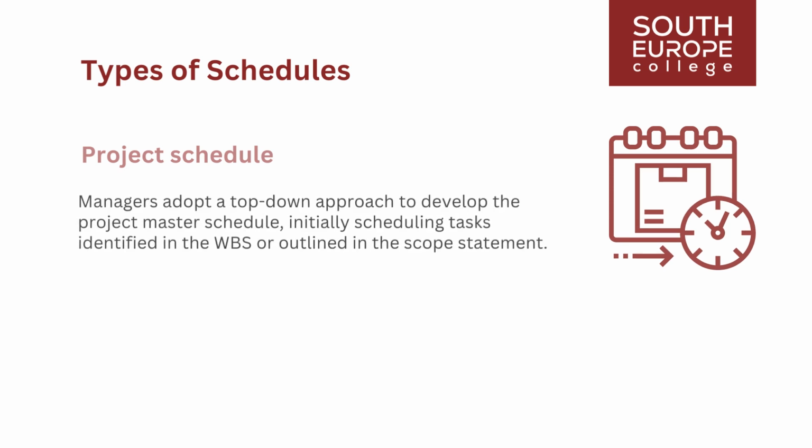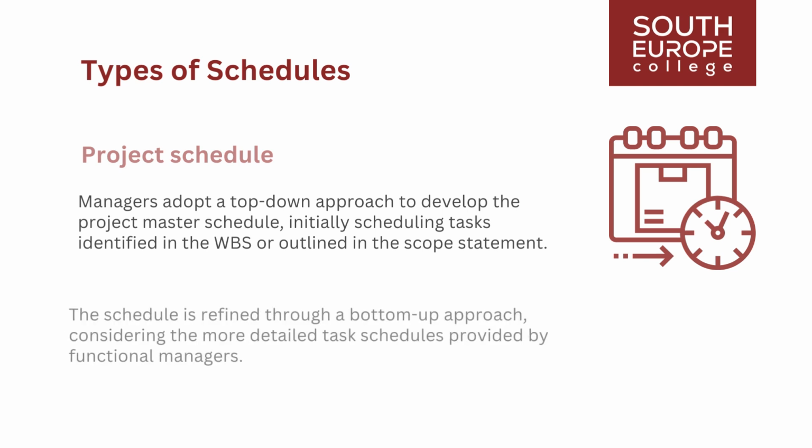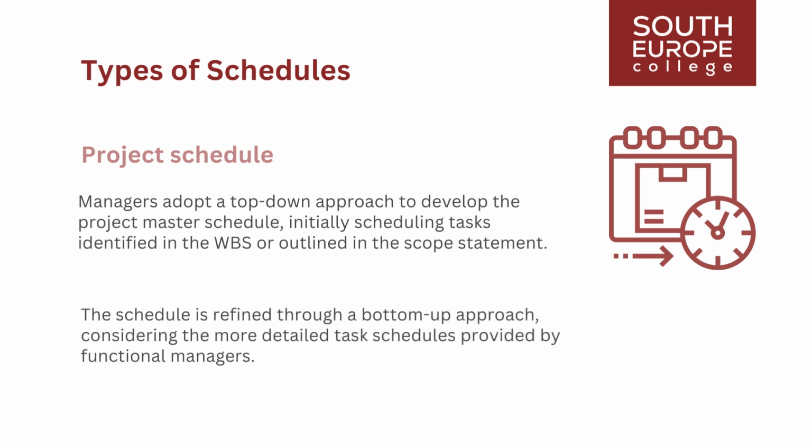Managers adopt a top-down approach to develop the project master schedule, initially scheduling tasks identified in the WBS or outlined in the scope statement. Subsequently, the schedule is refined through a bottom-up approach, considering the more detailed task schedules provided by functional managers. In projects organized into phases, each phase's schedule must offer sufficient detail to enable management to authorize the commencement of work for that phase.